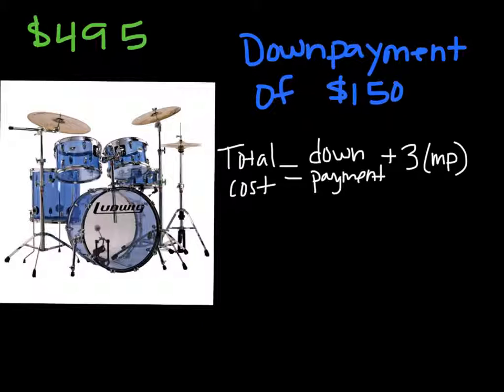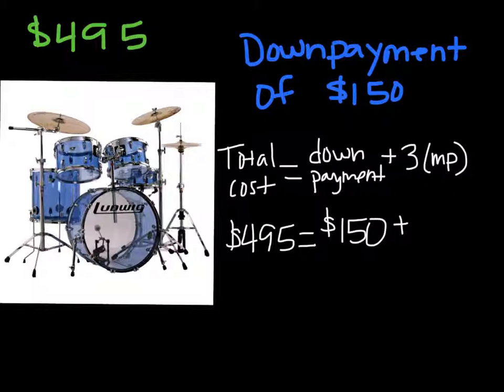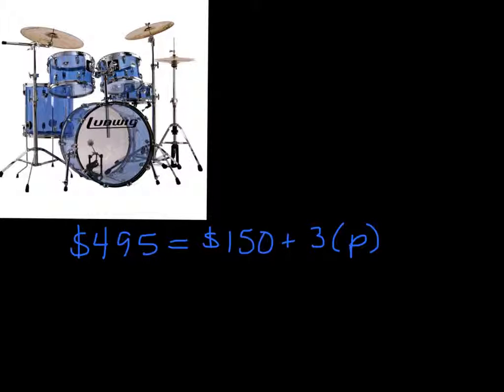So now let's finish by writing an equation. Our total cost is $495. Our down payment is $150. And we have 3 monthly payments that we'll write as P. Okay, now we know how to solve, right? Now let's follow the steps we know to solve for the cost of each monthly payment. First, we begin by subtracting $150 from each side.